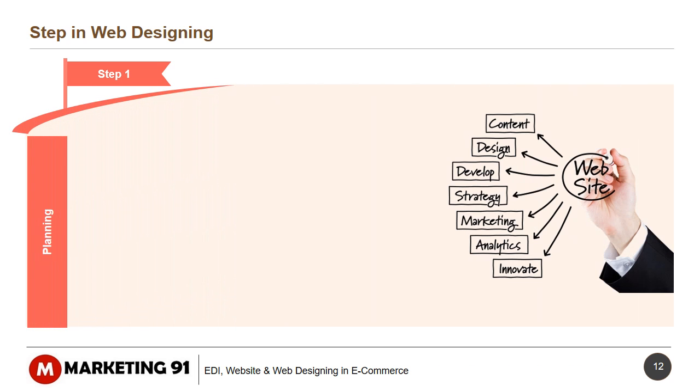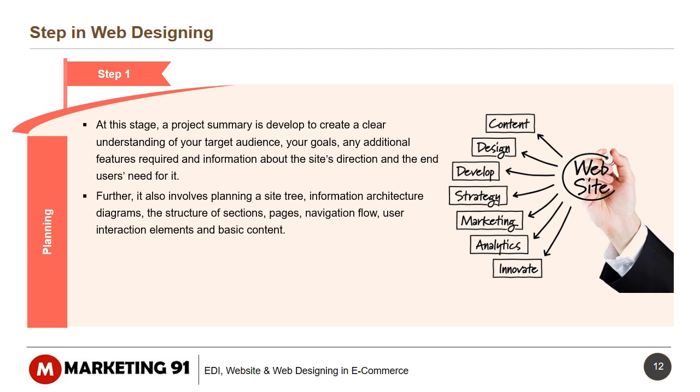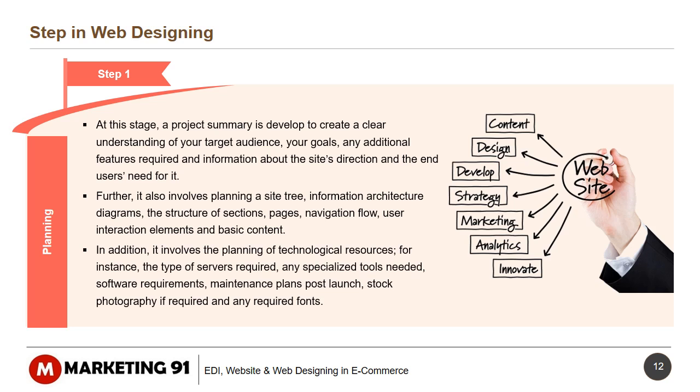Step 1. Planning. At this stage, a project summary is developed to cater to a clear understanding of your target audience, your goals, any additional features required, and information about the site's direction and the end user's need for it. Further, it also involves planning a site tree, information architecture diagrams, the structure of sections, pages, navigation flow, user interaction elements, and basic content. In addition, it also involves the planning of technological resources, for instance, the type of servers required, any specialized tools needed, software requirements, maintenance plans post-launch, stock photography if required, and any other required fonts.